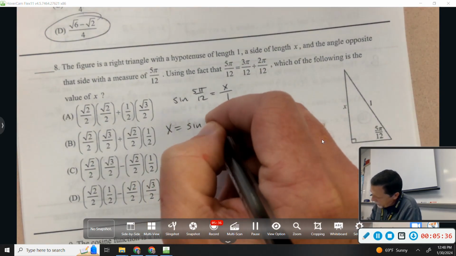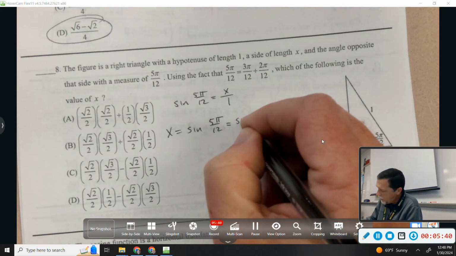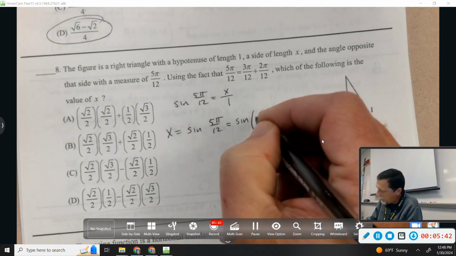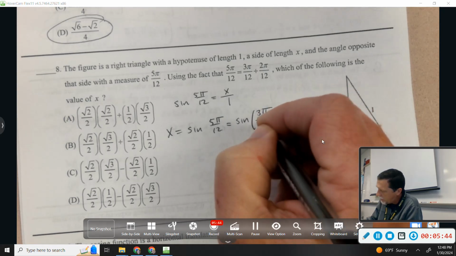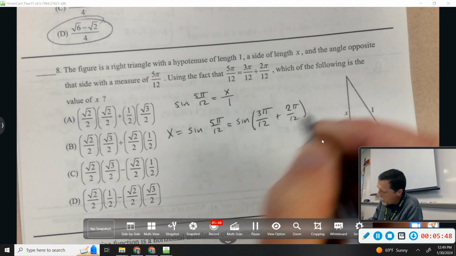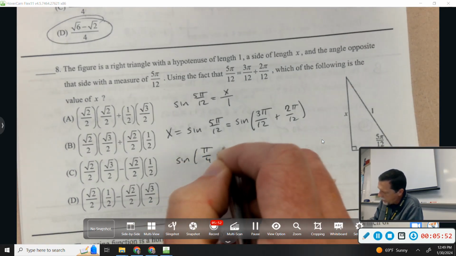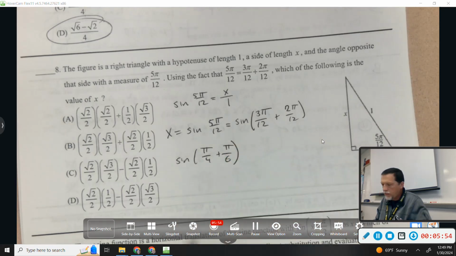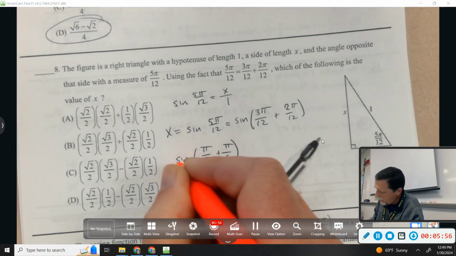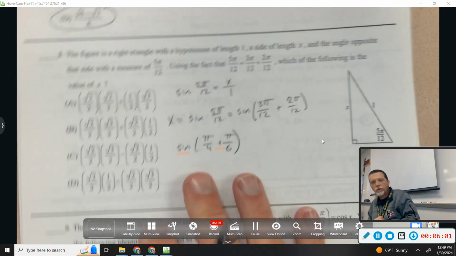So x is equal to the sine of 5 pi over 12. And they're sort of giving me a hint here that, hey, don't forget, you could rewrite 5 over 12 as 3 over 12 and 2 over 12, which would be pi over 4 and pi over 6. And now you've got a sine sum problem, and I bet it matches one of those.